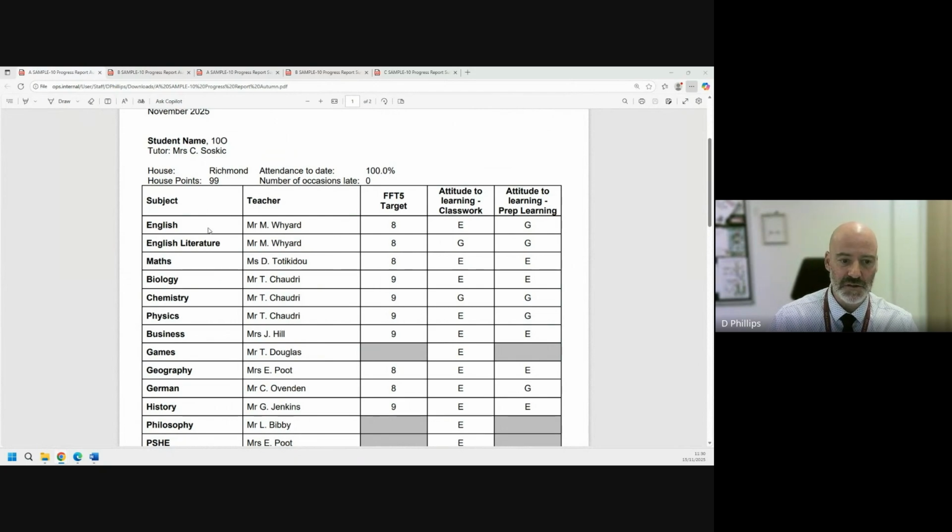So what we'll see for this student, this is how we interpret this report. You can see they've got FFT5 targets of 8 or 9. Now that would indicate that this student has done particularly well in their Year 6 SATs. And yes, they sit English and Maths SATs. And you might wonder, how can we generate targets for philosophy, for history or for German based on Maths and English SAT results? So it's a good question.